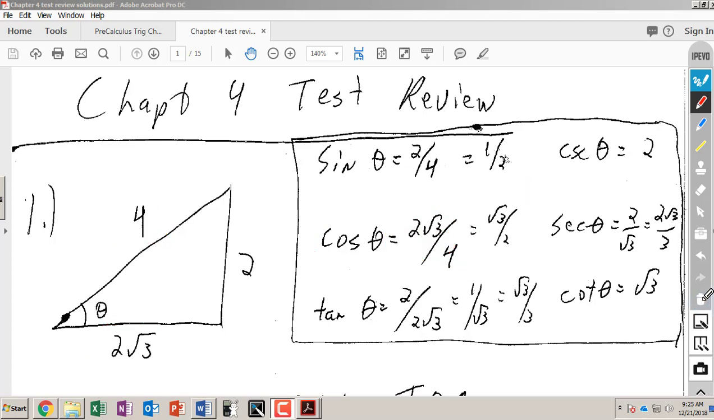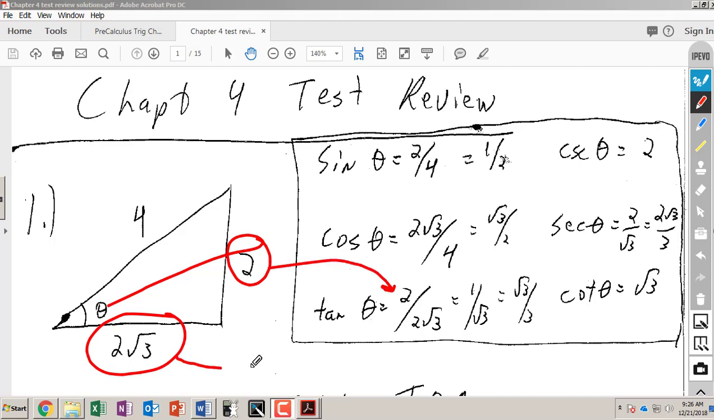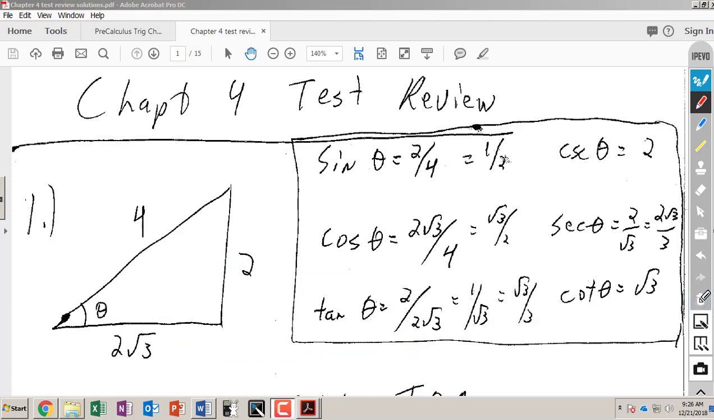Okay, now my tangent. Working for my tangent, I know my tangent is going to be my opposite all over my adjacent. That's the TOA part of it. So substituting that in, I've got 2, and this is all over 2 square root of 3. So notice these cross out, and I'm just left with 1 all over square root of 3. I rationalize my denominator, and I get the square root of 3 over 3. So using SOHCAHTOA, I've got the sine of theta equals 1/2, the cosine of theta equals the square root of 3 over 2, and the tangent of theta equals the square root of 3 over 3.